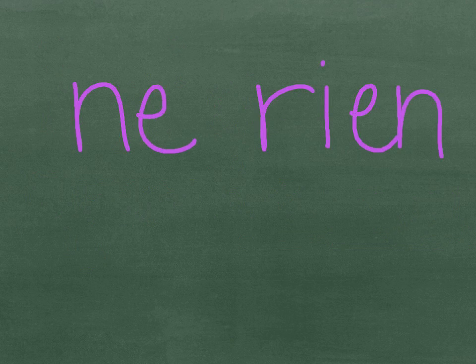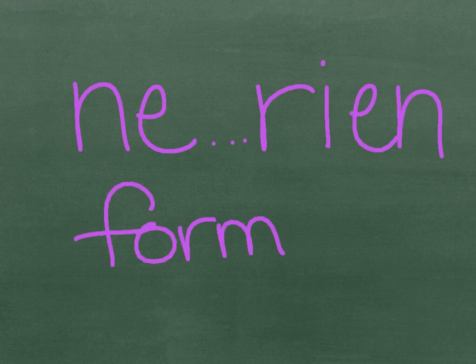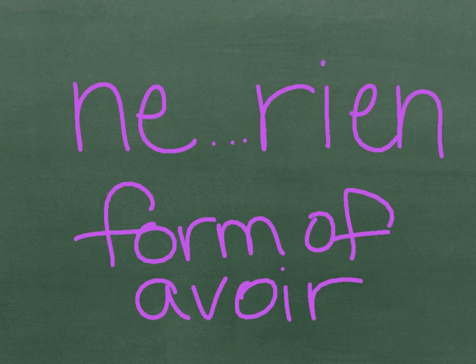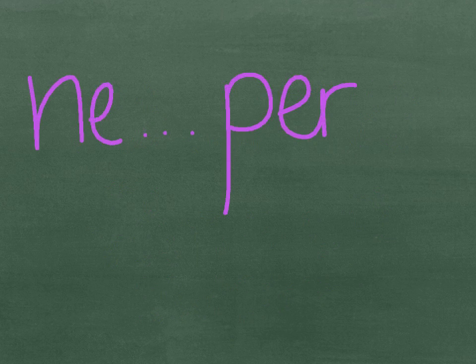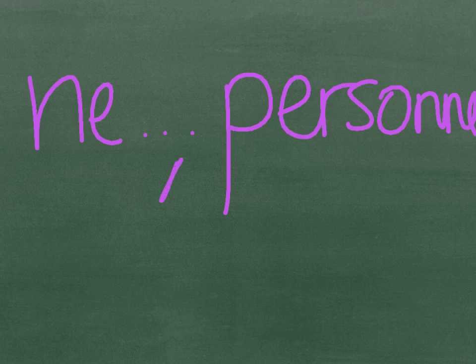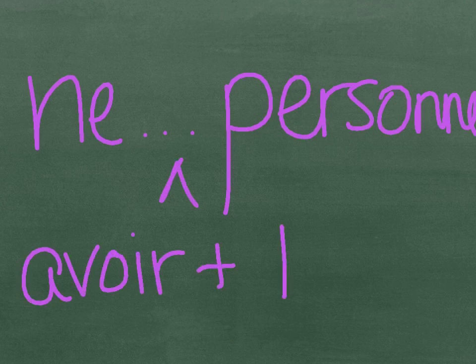So remember, the ne rien, nothing, is going to go around the form of what? The form of avoir. And the past participle is going to follow it. The ne personne is going to go around what? Right. It'll go around the form of avoir and the past participle.